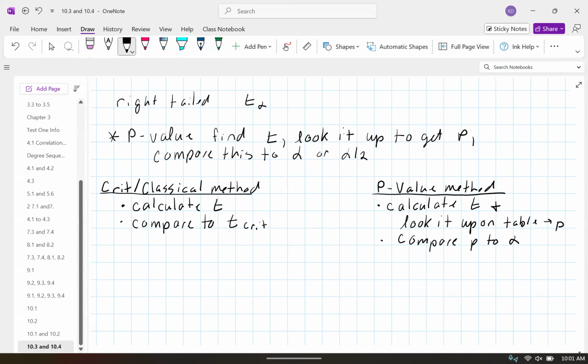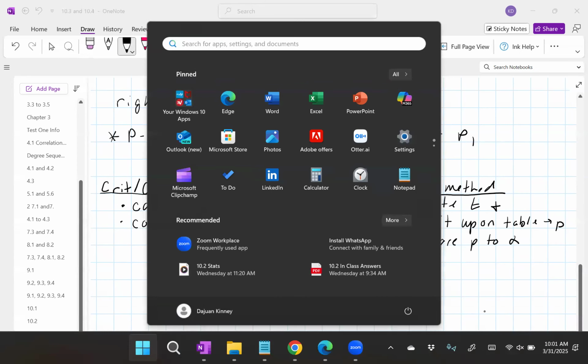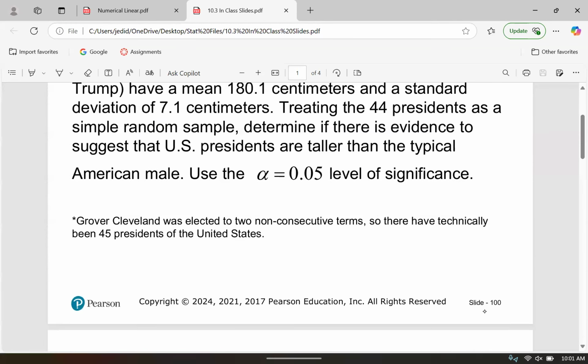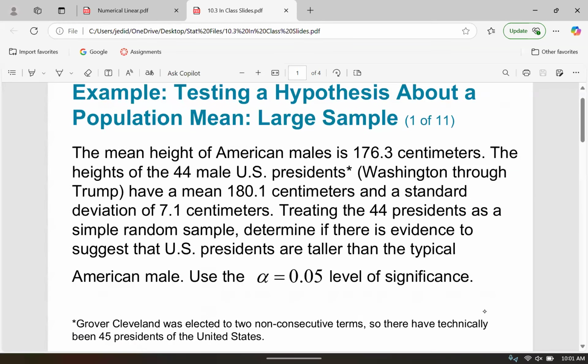Okay. Let's find an example of this. Slide 100. We have the mean height of American males as 176.3 centimeters. So that would be our mu naught. And we have some presidents, and they have a mean height of 180.1 centimeters with a standard deviation of 7.1.